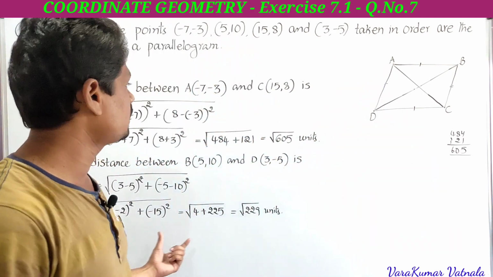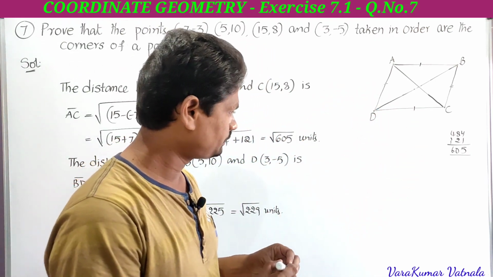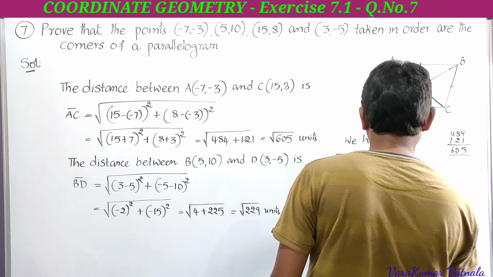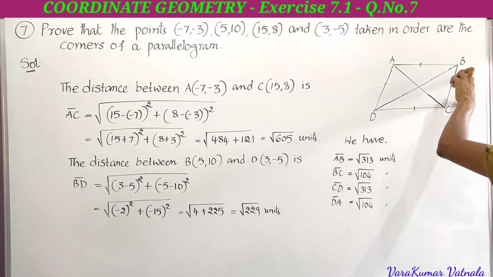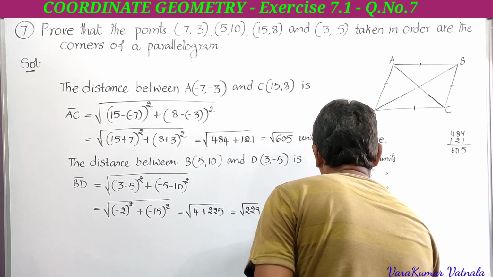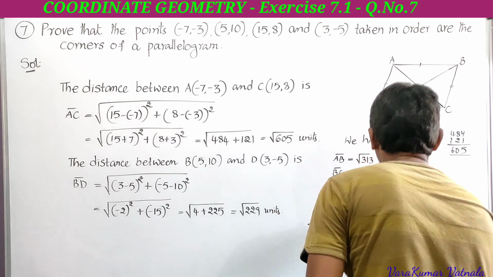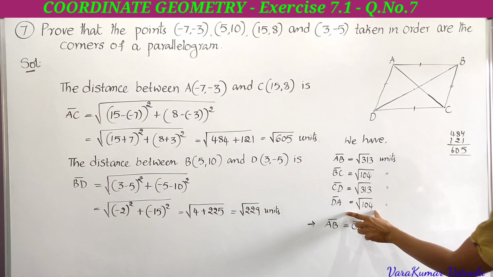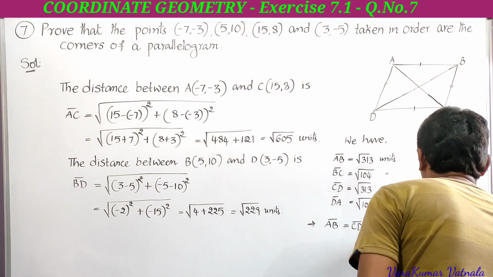Now we have to check whether the opposite lengths are equal or not. If you observe, AB and CD are opposite, and BC and AD are opposite. AB and CD are equal, so AB is equal to CD. BC and AD are opposite sides. BC is equal to square root of 104 and AD is also square root of 104. So these two are also equal. BC is equal to AD.